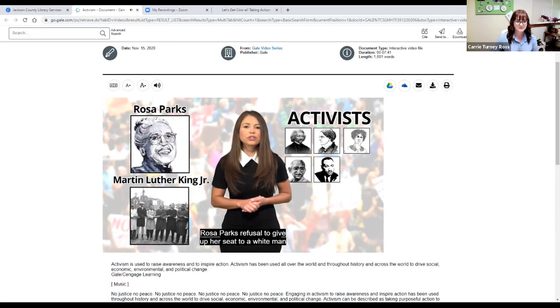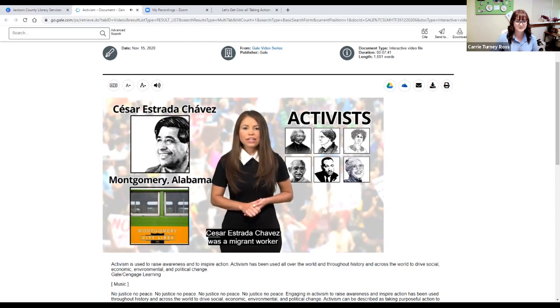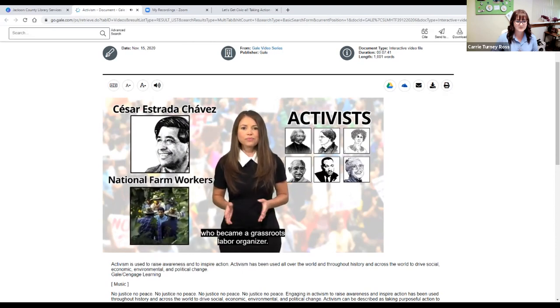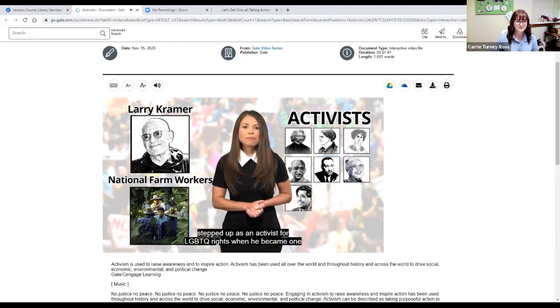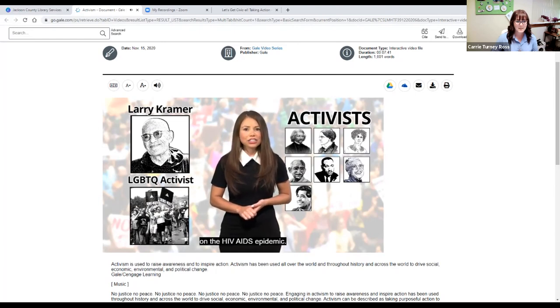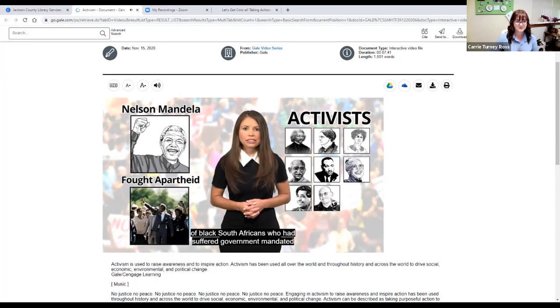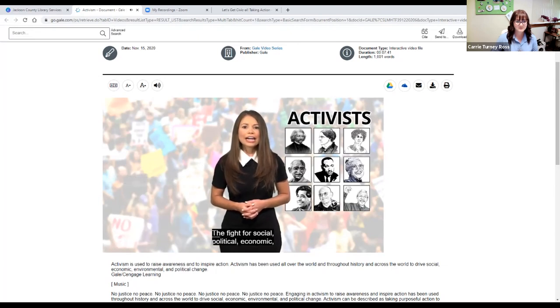Rosa Parks' refusal to give up her seat to a white man on a Montgomery, Alabama bus in 1955 earned her the title Mother of the Modern Civil Rights Movement. Cesar Estrada Chavez was a migrant worker who became a grassroots labor organizer. He founded and led the National Farm Workers Association, the first effective agricultural union in the United States. Larry Kramer, an American screenwriter, stepped up as an activist for LGBTQ rights when he became one of the first persons to publicly sound the alarm on the HIV/AIDS epidemic. Nelson Mandela spent his life fighting for the rights of Black South Africans who had suffered government-mandated discrimination under the apartheid system.